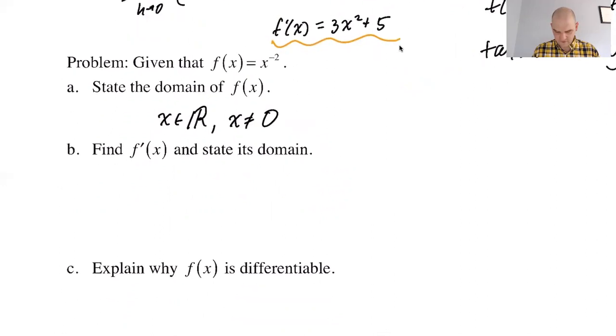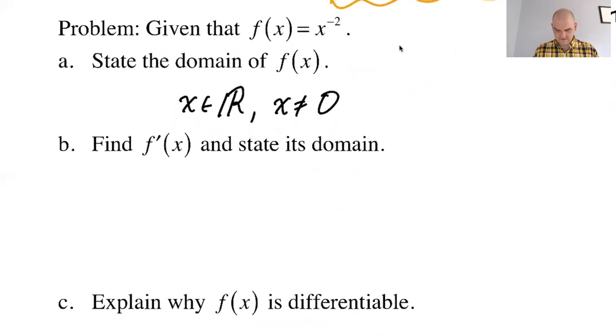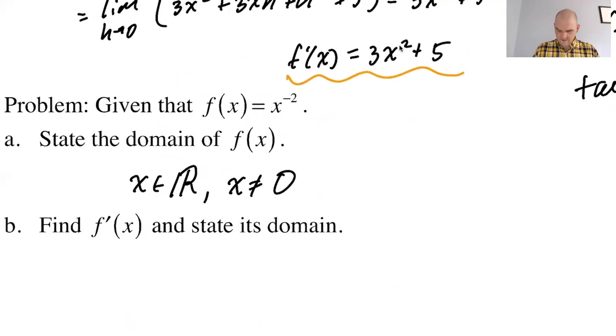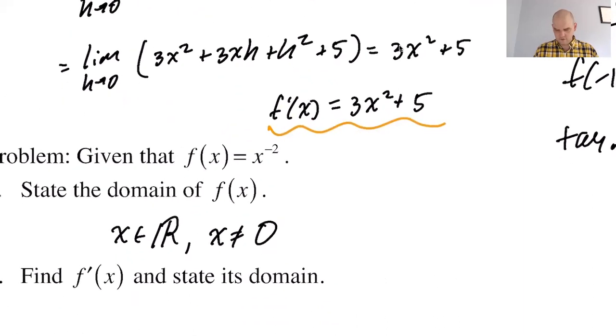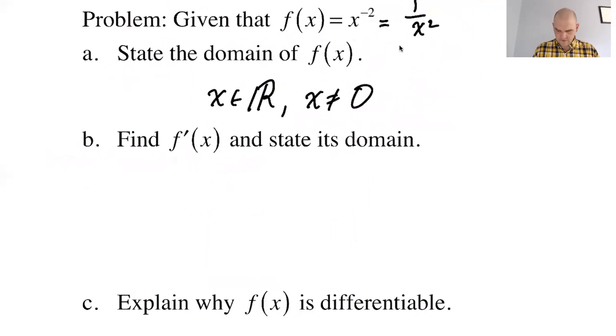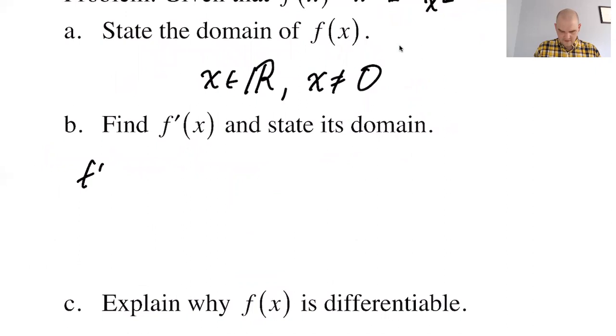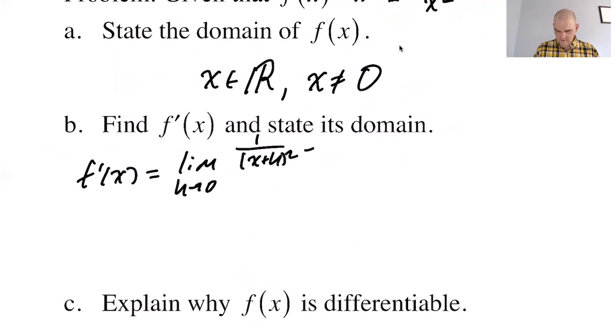So let's see. First, let's find f prime of x. I'm thinking of f of x as 1 over x squared to make my life a little easier. So f prime of x is the limit as h approaches 0 of f of x plus h, so 1 over x plus h squared, minus f of x, over h.